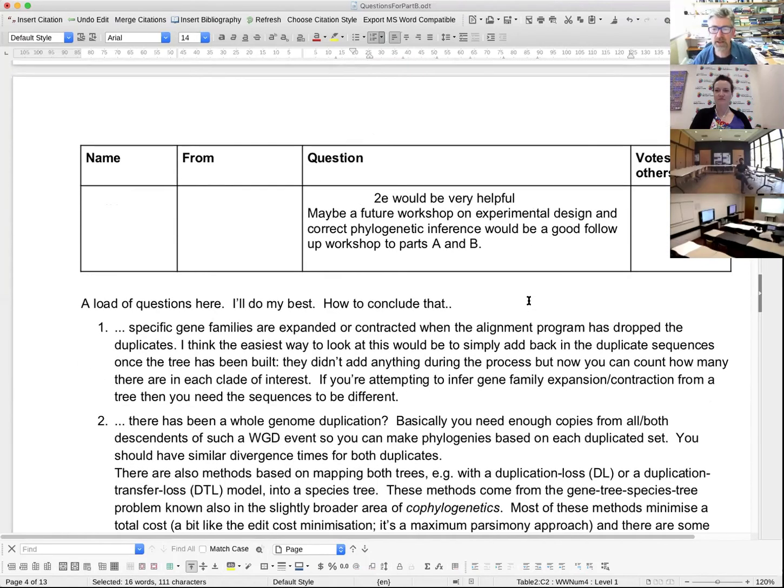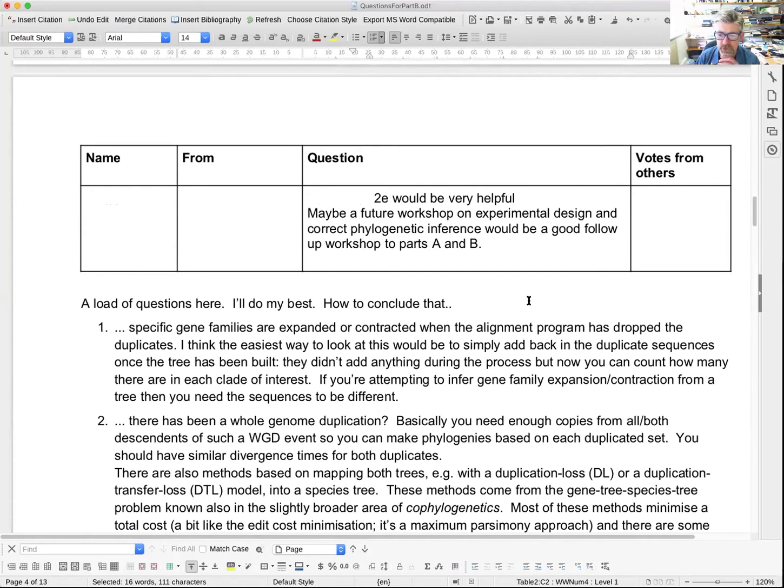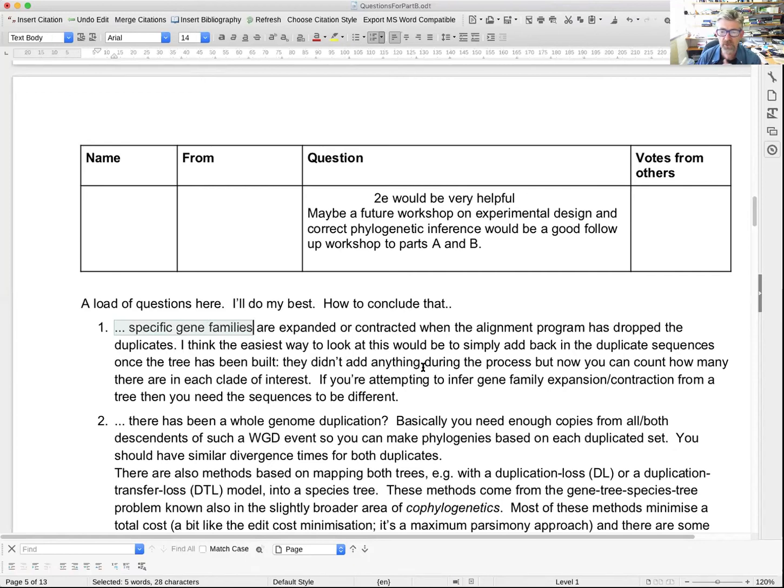Well, there's a bit to answer about that. First of all, so here we are, genes, specific gene families. The reason, I guess, we should start with why the alignment program will have removed those redundant sequences, is they're not giving you anything new.